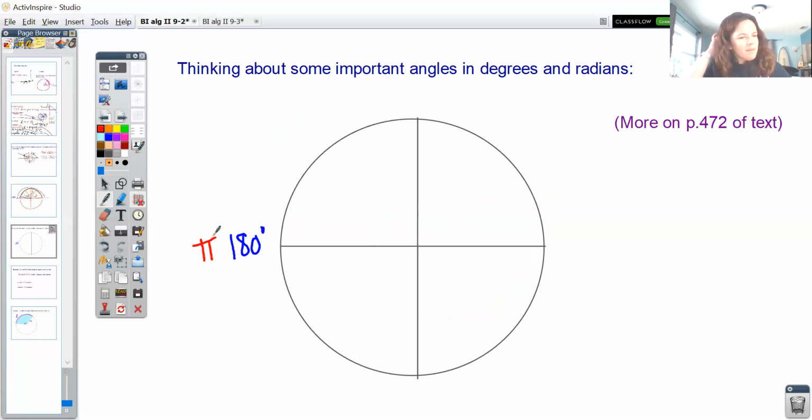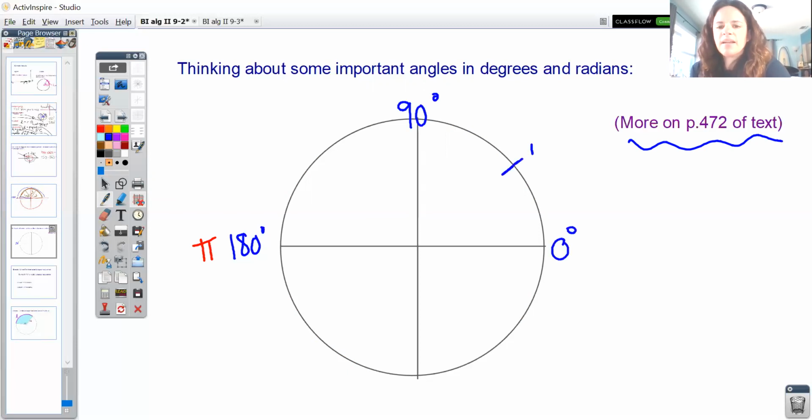And so some of the important angles that we'll be looking at are all the multiples of 30 degrees and all the multiples of 45 degrees. So I can go through and I can mark some important multiples. I might not be marking them all, but they're on page 472 of your textbook if you'd like to find them. So if this is 180, then 90 would be up here and 0 would be over here.